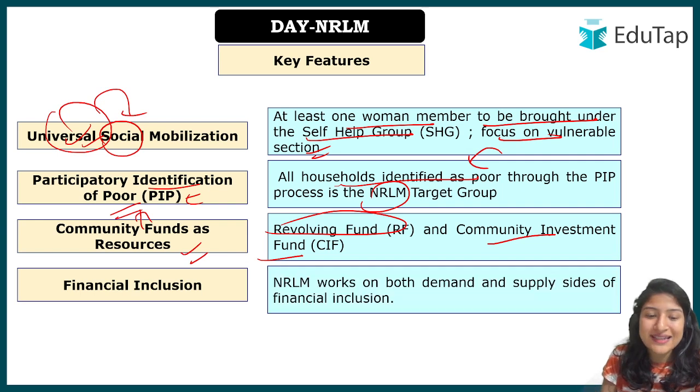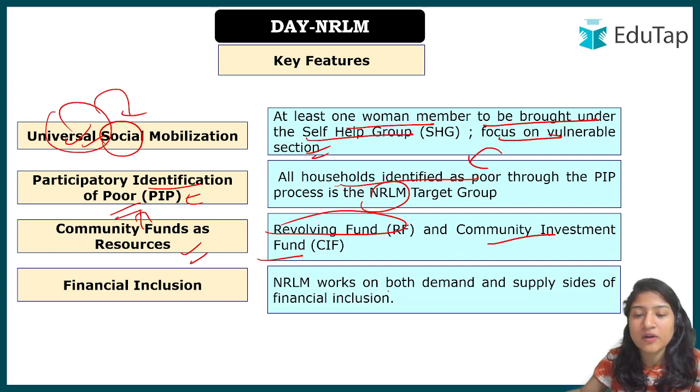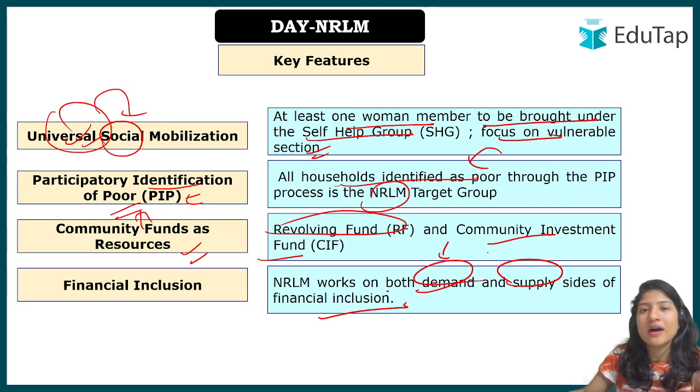Next is financial inclusion. So NRLM works on both the demand and supply side. What does it mean? Demand means first of all making SHGs, making them aware about how they can go for self-employment. Then they will need money for enterprises, right? So demand has been generated. Then how does the government help from the supply side? Now these SHGs will go to the bank for money, right? Now the bank can't risk all the money, right? So then the government backs them up. How do they back up?